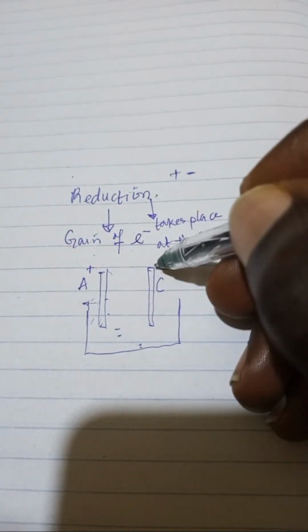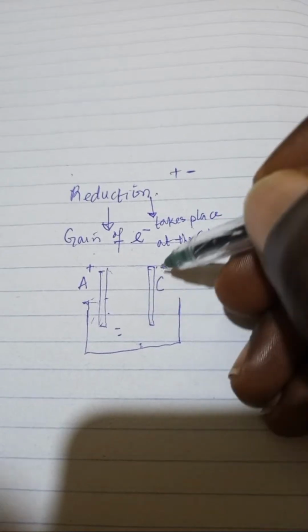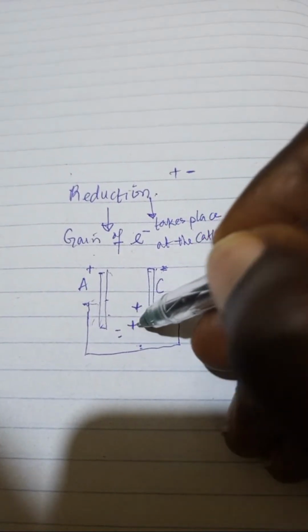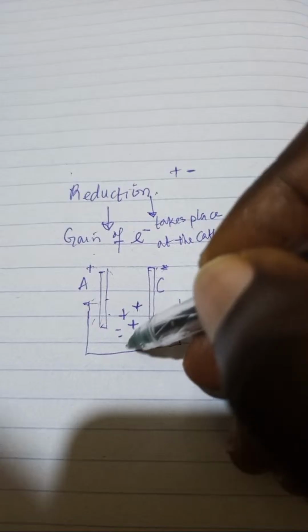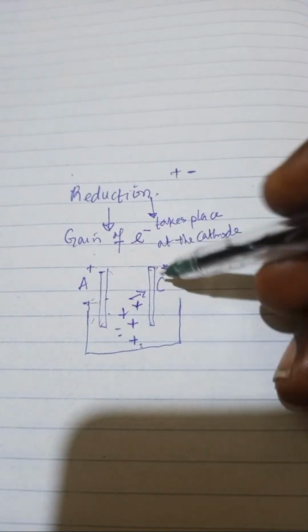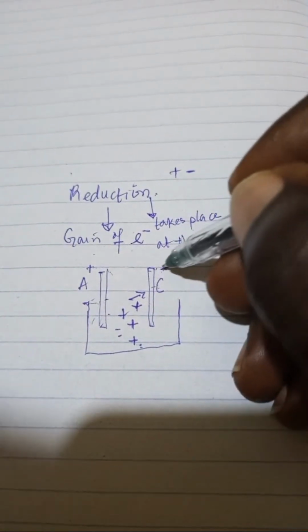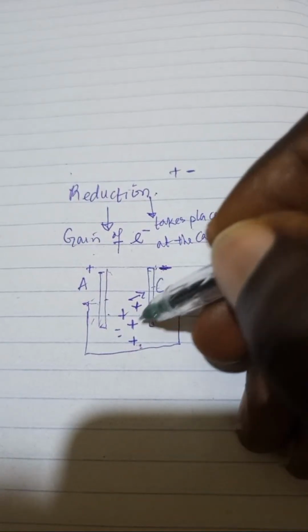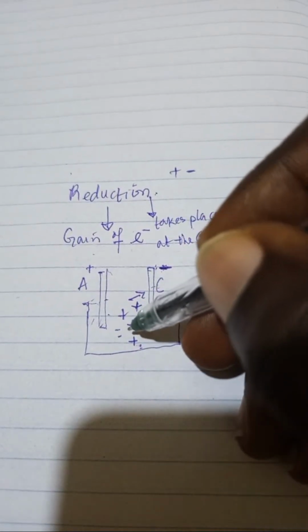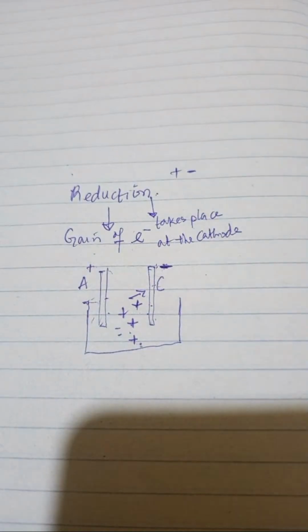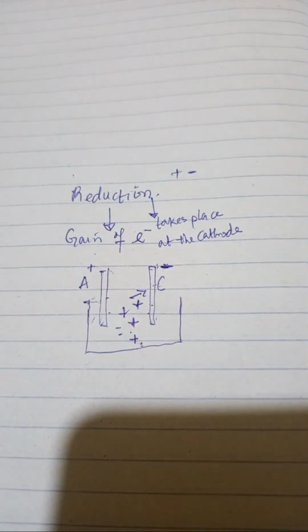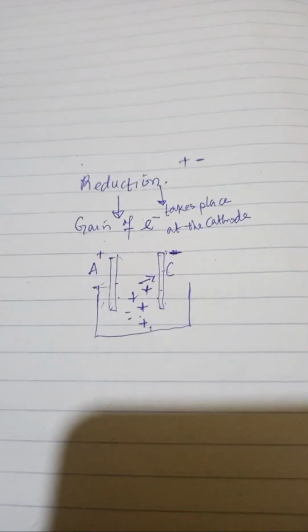So the cathode that is negative, it is the positive charges, the cations, that will go to the cathode because the cathode is negative. And once positive charges get there, they will accept electrons. Once they accept electrons, they will become reduced. So an example is like this. You have sodium, Na.